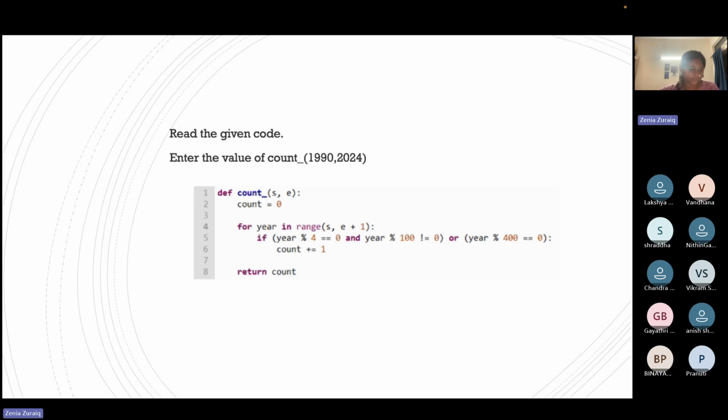Yes, counting leap years. Good. Counts the leap years in the range. Very good. So you have identified that this counts the leap years in a range which is provided by the user. So right now what you have to do is check how many leap years lie between the range that is given. Please check it out and let me know.